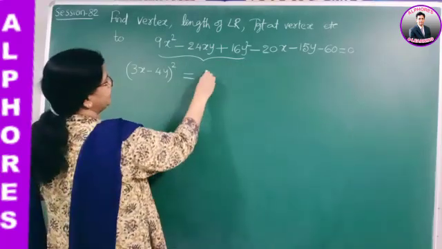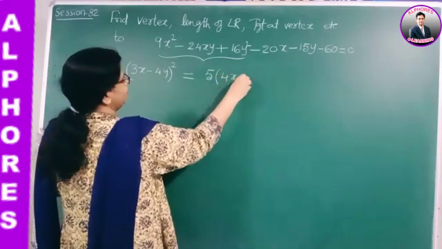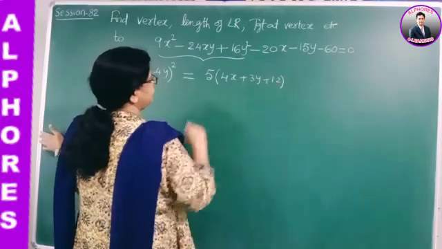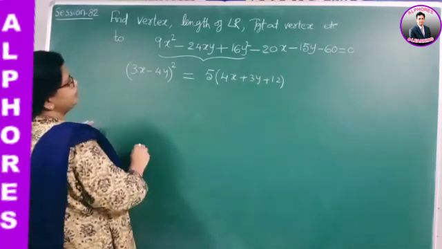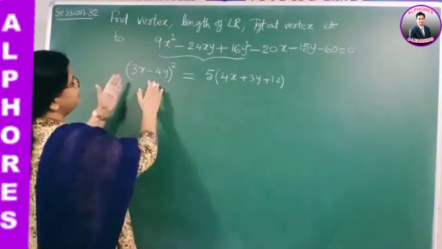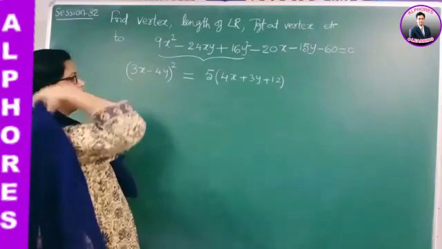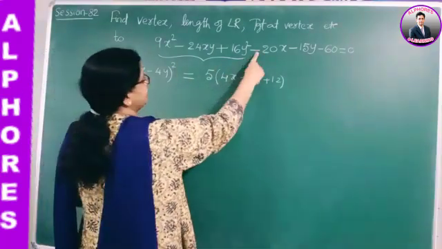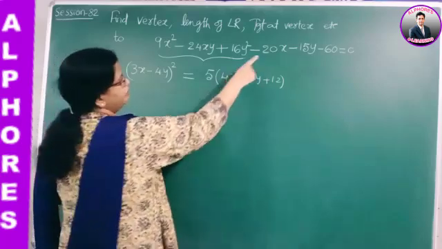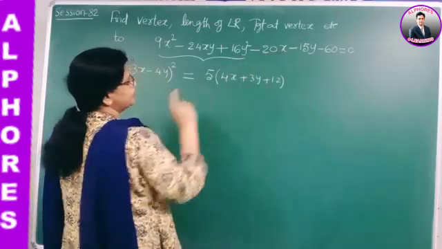Let us take 5 common here also. Then this will be 4x plus 3y minus 12, that means plus 12. Okay students, so what is the first observation? The homogeneous part. And how is the homogeneous part here? (3x minus 4y) whole square. And next, the other part: it is minus minus, so I am sending that side, and everywhere you can take 5 common, so it is 20, 15, 60, right?